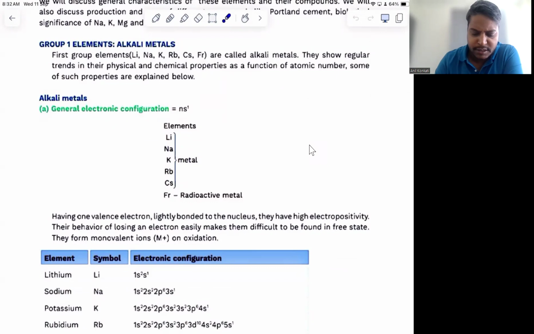Okay, let's see. As much as Group 1 elements are concerned, these are lithium to francium. Their general configuration is ns1. Francium is a radioactive metal, and this is their general configuration. How to write it down? They all show monovalent oxidation state.